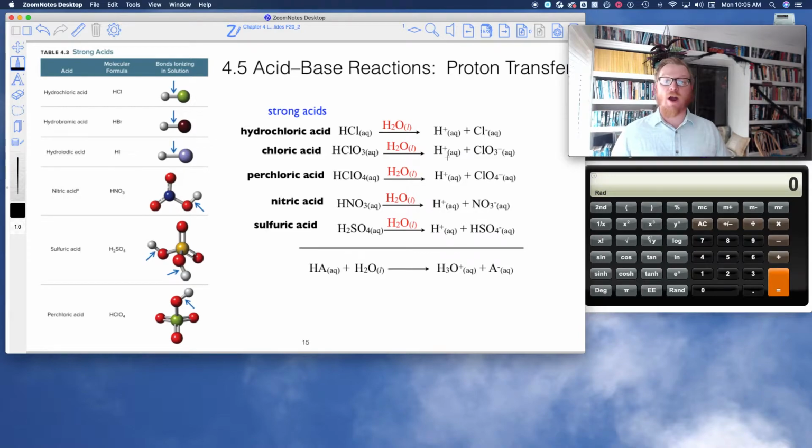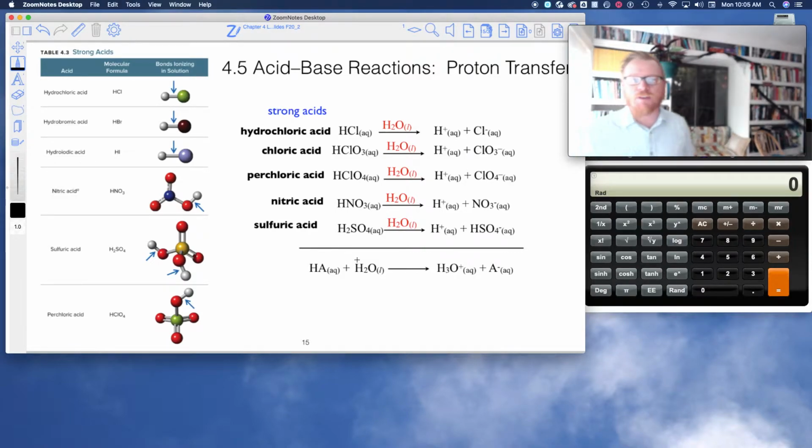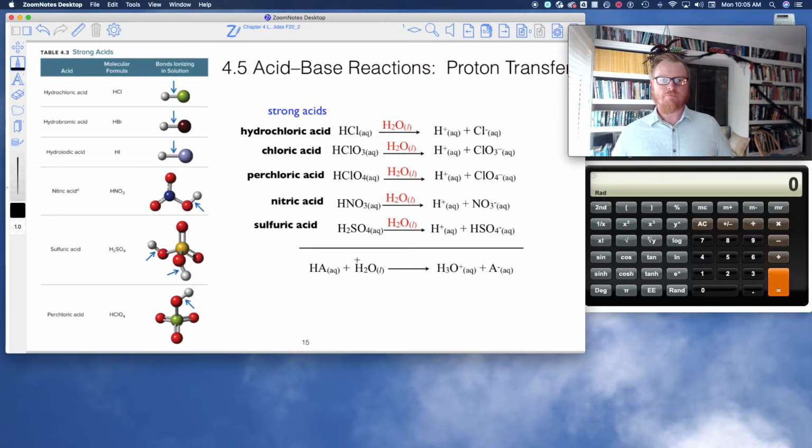All right, moving forward. So here's a list of strong acids that I want you to know for this class. Remember these, commit these to memory, add them onto your flashcards. So we've got hydrochloric, chloric, perchloric, nitric, and sulfuric. These are the common strong acids that you will see in a laboratory.